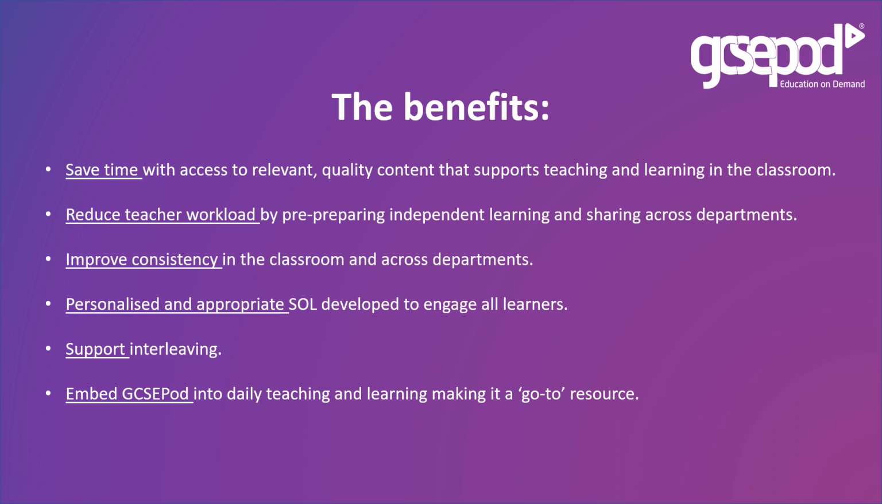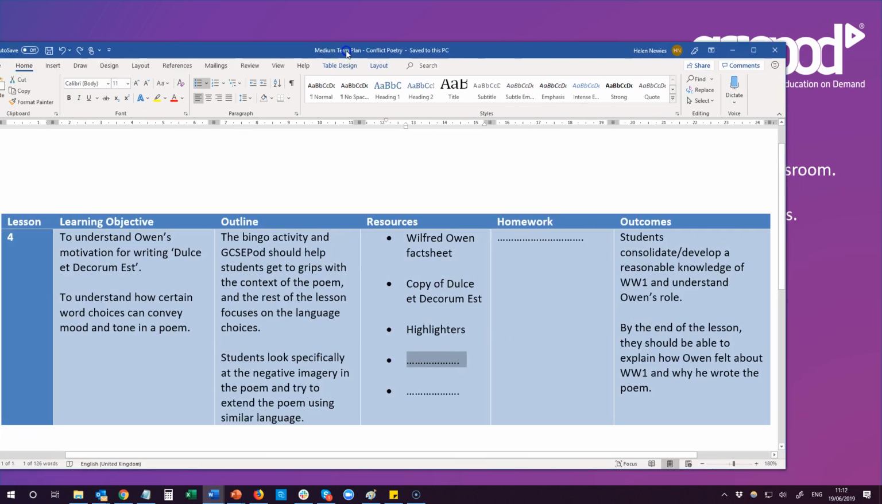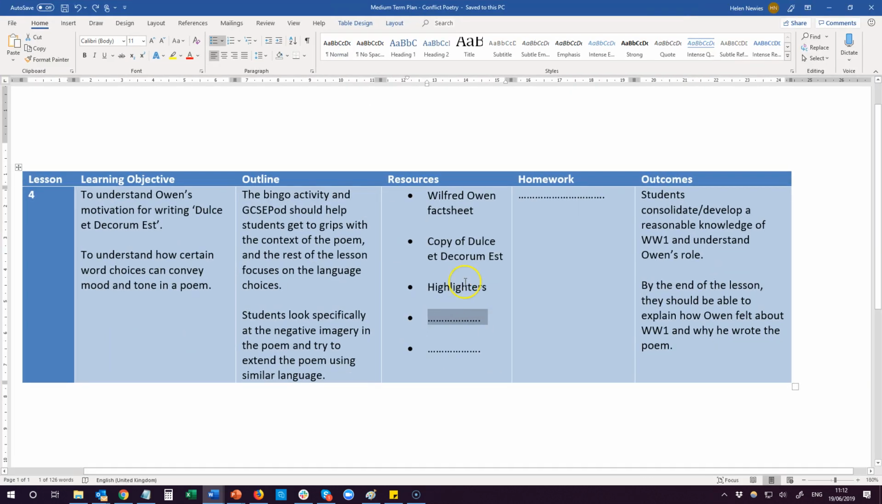So what we're going to do is take an example part of a scheme of work. This is one on English poem by Wilfred Owen. And let's look at how we can incorporate GCSE Pod in. So on the left here, we've got the learning objectives, we've got the lesson outline, some resources. And you'll notice these are fairly typical. We've got a fact sheet, some highlighters, and a copy of the poem.